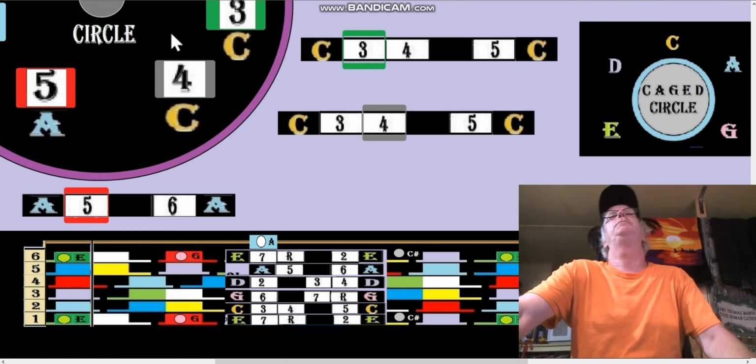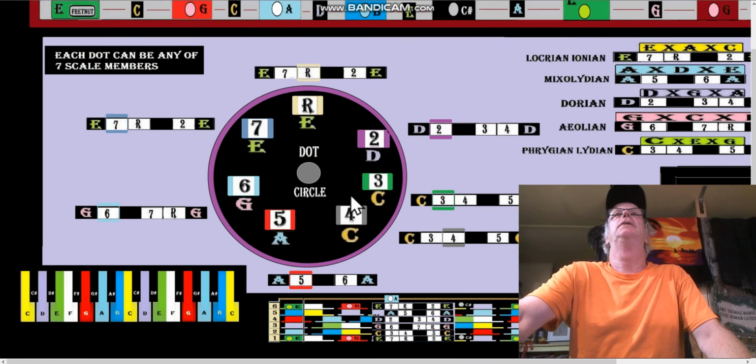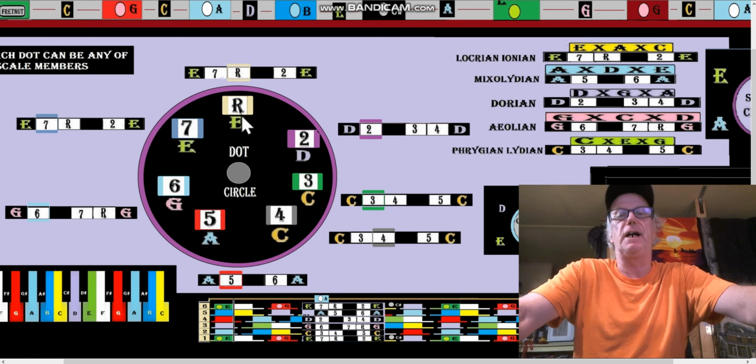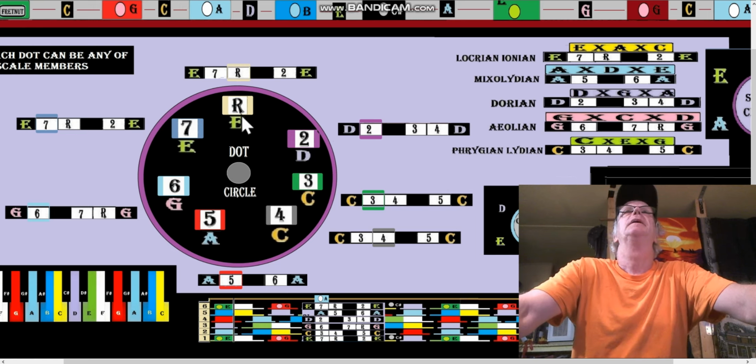But the beauty of this particular diagram and this dot circle is it can fit anything to any key, any dot to any key. So why would we make this thing like this? What I want to do is, so we're good with this is the E shape in the key of B flat.